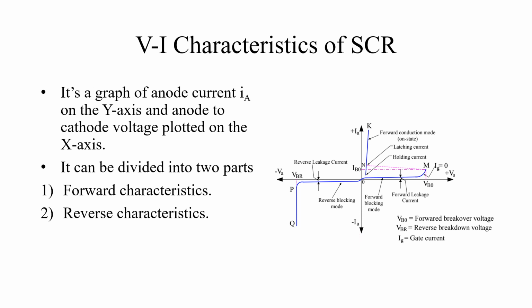Now talking about the forward characteristics, our SCR is forward biased. That means anode is positive with respect to cathode. The forward characteristics can be basically divided into three modes of operation, and they are forward blocking state, transition state, and on state. Now this one, the first state, that is forward blocking state or forward blocking mode. Here our SCR is in off state.